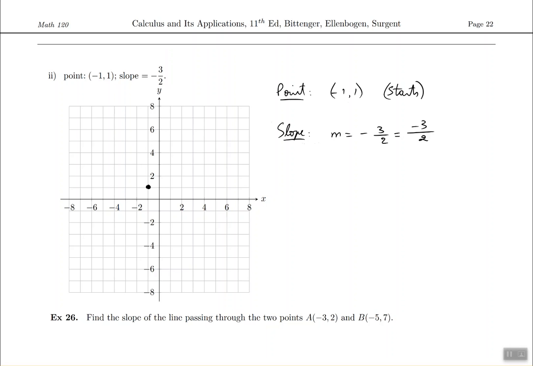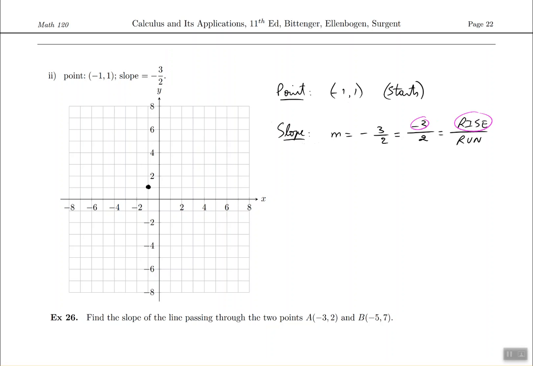So decide to yourself whether you like to have the negative on the numerator or denominator. Just don't do both. One of the two. In my case, I always like to put the minus with the numerator. And so this tells me now that the rise is -3 and the run is +2. So my rise is negative.